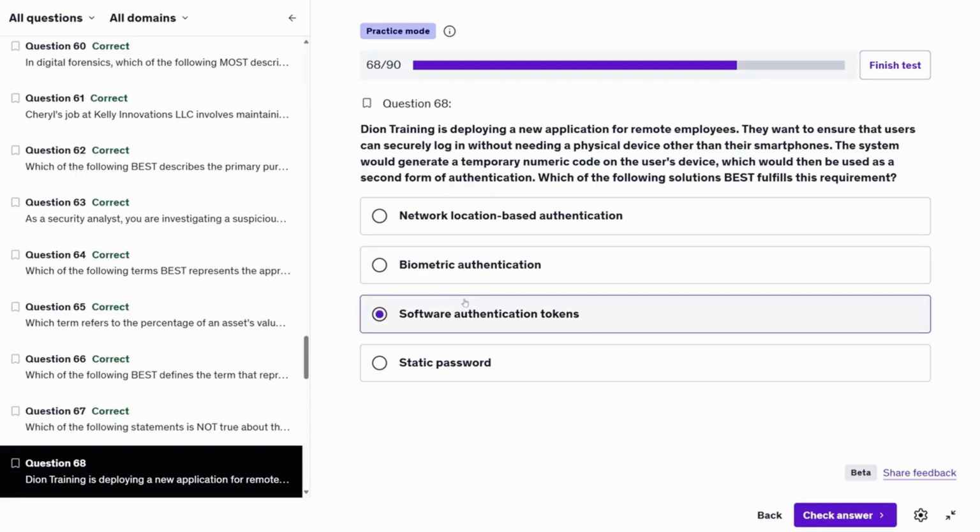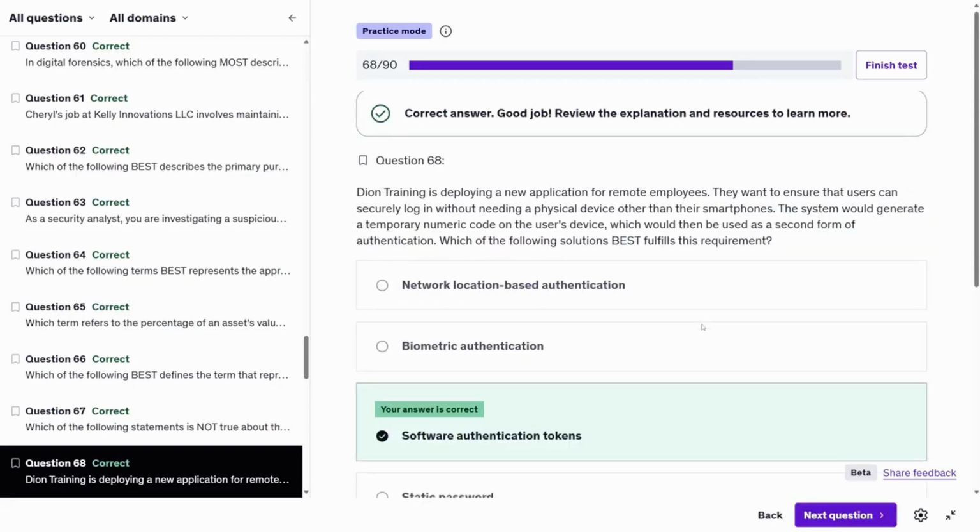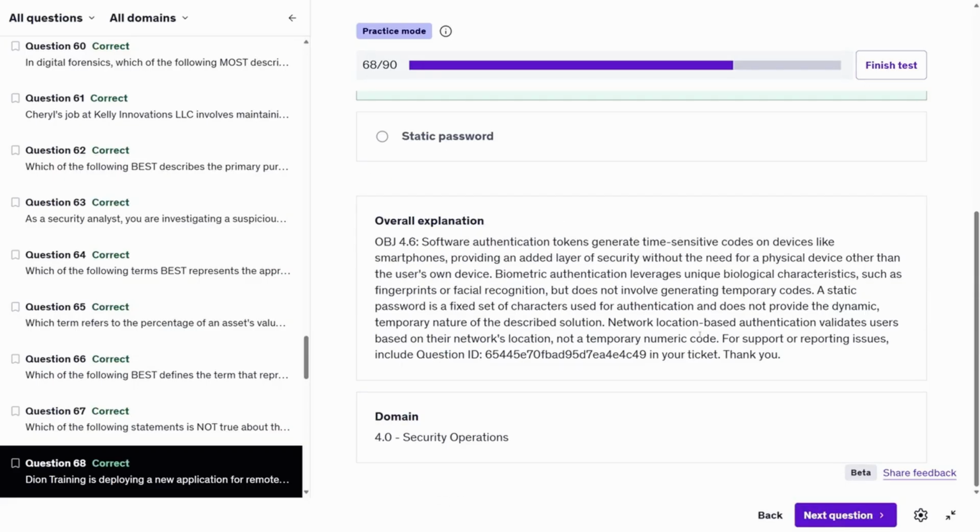The correct answer is C, software authentication tokens. Software authentication tokens generate time-sensitive codes on devices like smartphones, providing an added layer of security without the need for a physical device other than the user's own device. Biometric leverages unique biological characteristics like fingerprints or facial recognition. A static password is a fixed set of characters used for authentication and does not provide the dynamic temporary nature of the described solution. Network location-based authentication validates users based on their network's location, not a temporary numeric code.